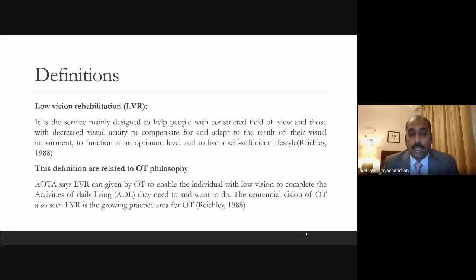The American Occupational Therapy Association says that low vision rehabilitation can be given by the OT in order to enhance activities of daily living and to make the patient participate, for health and well-being, and maintaining quality of life, in the activities they want to do and also need to do. In the Centennial Vision, the 100-year celebration of occupational therapy in the USA, they see low vision rehabilitation as one of the growing practice areas for occupational therapy, and they think it has scope for occupational therapy.